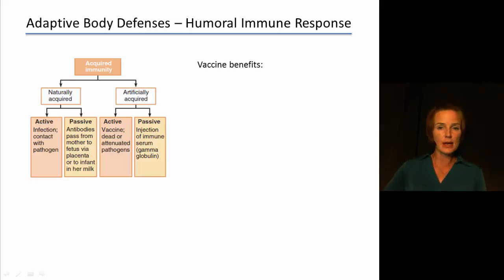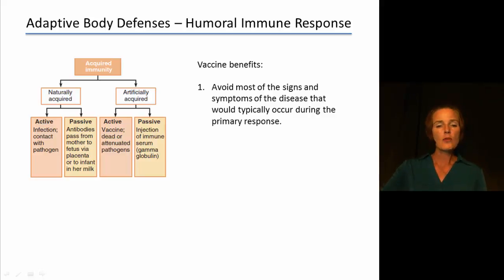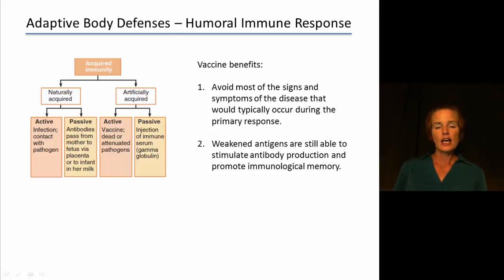There are certainly some benefits to vaccines. One of these is that we do avoid most of the signs and symptoms of the disease that would typically occur during that primary response. So we're avoiding the primary response and we're really just jumping into the secondary response. And so the weakened antigens with the vaccine, they're still able to stimulate antibody production and they do promote immunological memory.